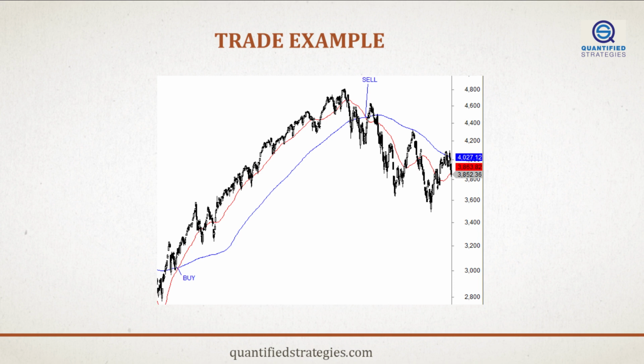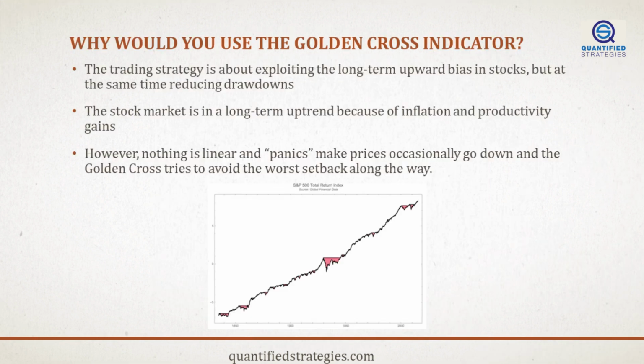But why would you use the Golden Cross indicator? Well, the stock market tends to be in a long-term uptrend due to inflation and productivity gains, and the Golden Cross strategy aims to exploit this upward bias while reducing losses in bear markets. In fact, the Golden Cross can help you stay out of a major bear market, and while the strategy is prone to whipsaw signals, the few big winners can make up for it.